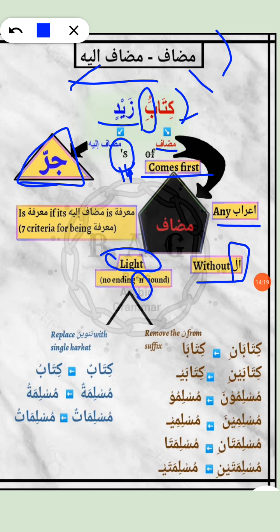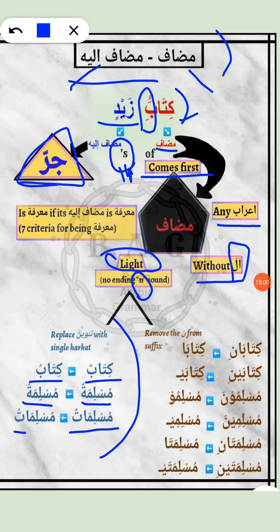Similarly, in the suffixes that we studied for muthanna and for jama salim, they are ending on the na sound. For example, muslimuna, muslimina, they're ending on na. So there shouldn't be any na sound when you're making an ism light. That's what I've explained here. If you have an ism that ends with tanween, you replace that tanween with a single harakat. Kitabun becomes kitabu, muslimatun becomes muslimatu. No ending na sound.